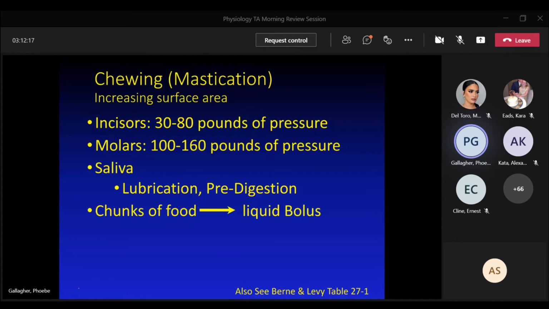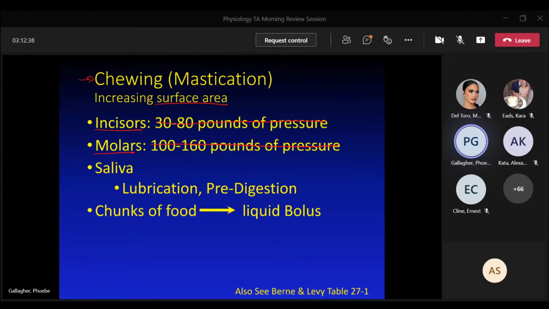Okay, so chewing will help break down your food so you can increase the surface area available for further breakdown of the food bolus. So know what chewing does. Don't worry about the pounds of pressure. That's too much information, but maybe knowing that your incisors and your molars are involved.